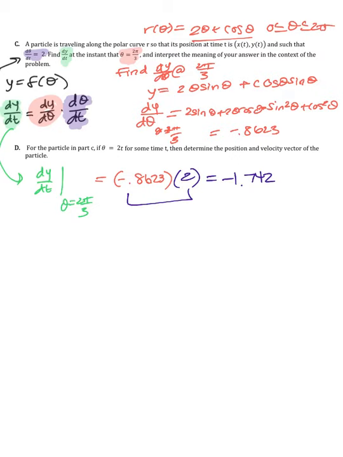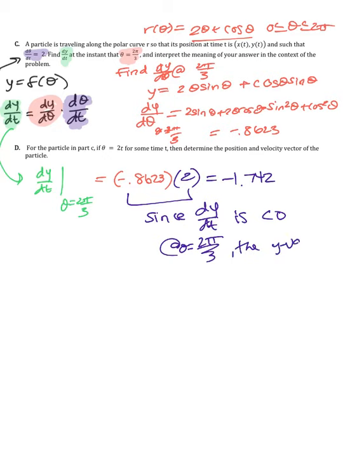So since dy dt is negative, less than 0, at theta equals 2 pi over 3, the y value is decreasing. That's how we can interpret what this means. The y value is decreasing.